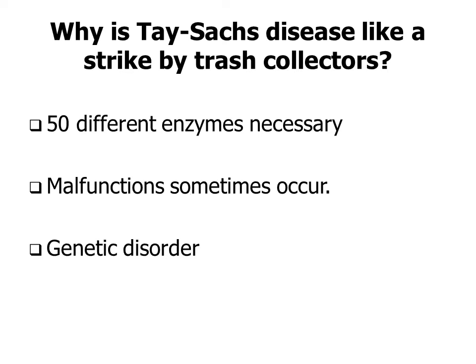Remember how I told you there's 50 different enzymes necessary for the lysosomes to carry out their function? Well, in Tay-Sachs, you have a gene that messes up one of those digestive enzymes because enzymes are proteins, so it messes it up so it doesn't form the right shape, so it can't do its job. And it can't do its job of digesting lipids specifically. It's a lipid digesting enzyme.